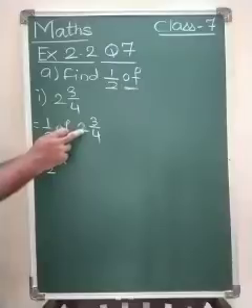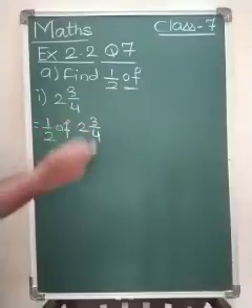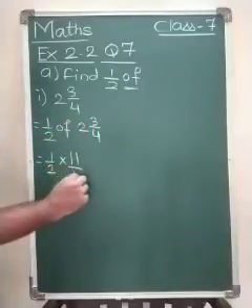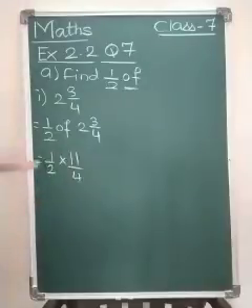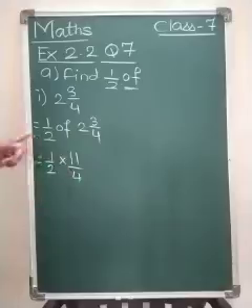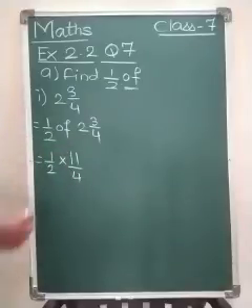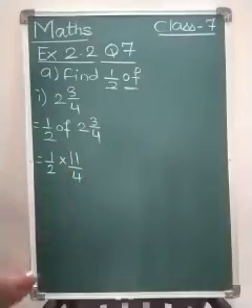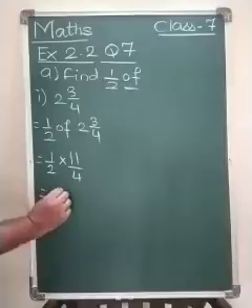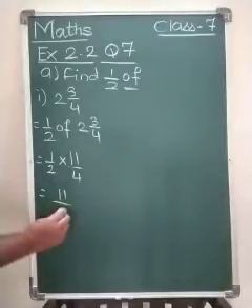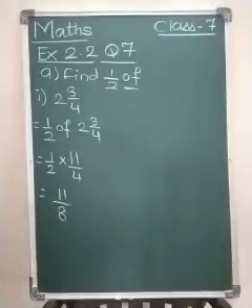4 2s are 8, 8 plus 3 is 11, 11 upon 4. Simple. Now 2 and 11 have no common factors, 1 and 4 no common factor, 11 and 4 no common factor. So straightaway numerator multiplied by numerator, denominator multiplied by denominator. So this equals 11 1s are 11 upon 4 2s are 8.